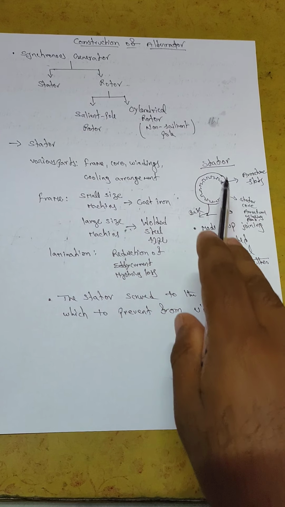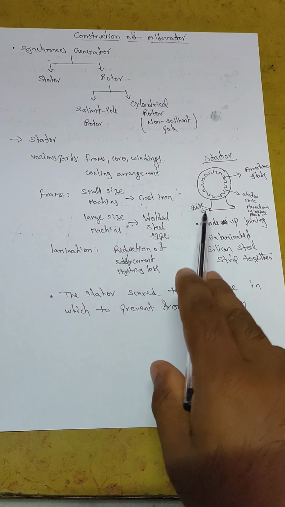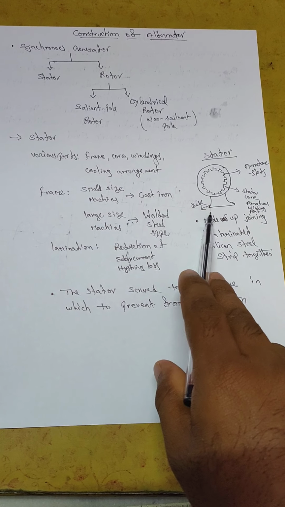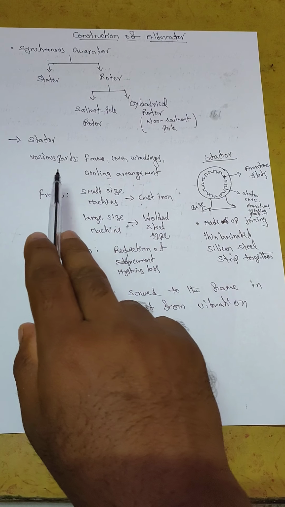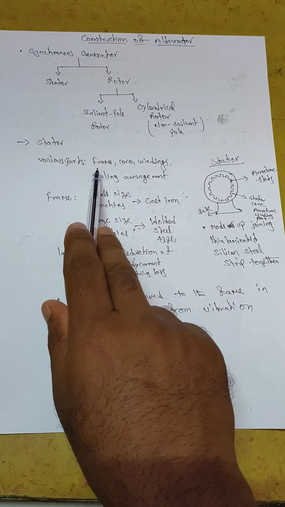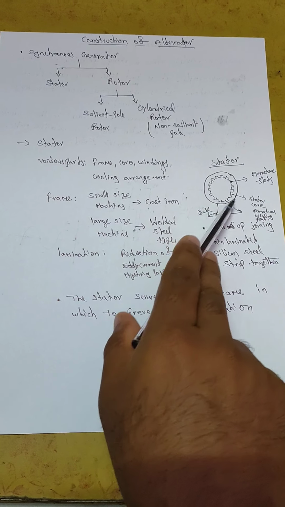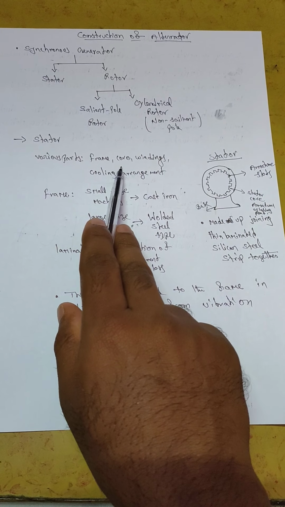Now this is the outer frame of the machine. This is called the base of the machine. Mainly, if you observe the stator diagram, we have various parts. Once you observe the various parts, this is nothing but the frame. The outer part is the frame. Next one we'll have is the core.